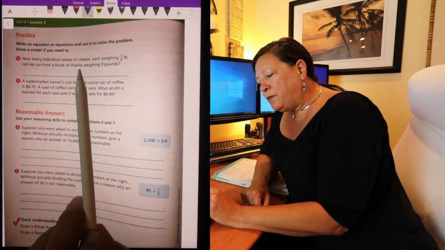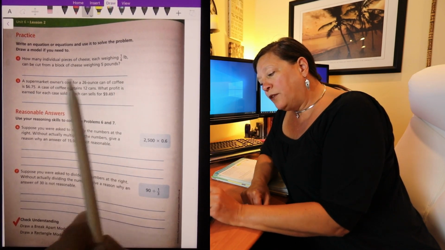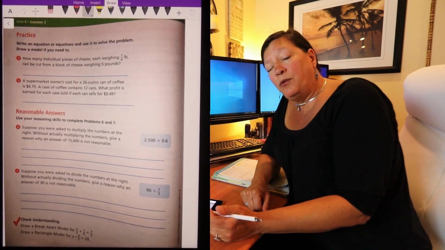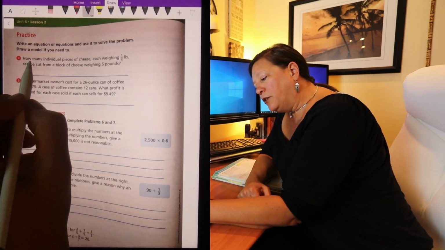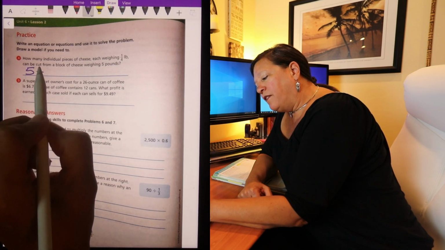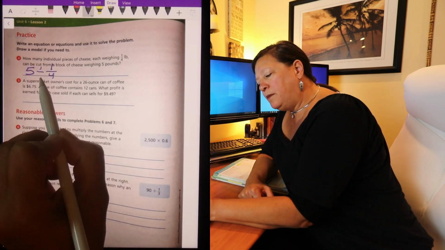How many individual pieces of cheese, each weighing 1/4 pound, can be cut from a block of cheese weighing 5 pounds? Well, we have to think about here what's being cut up. The 5-pound block of cheese is being divided into 1/4 pound pieces.